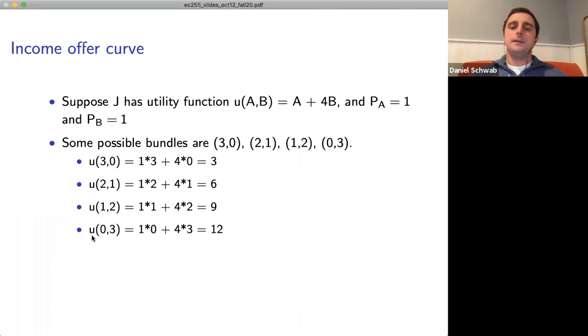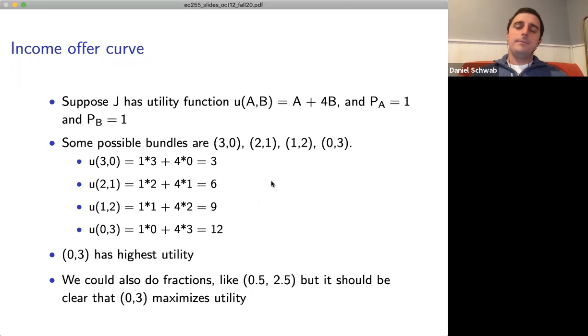The other extreme is the utility of 0, 3 is equal to, well, you get no utility from apples, 0 times 1, and then you get 12 utility from bananas, which is 4 times 3. And so you get a utility of 12. And you can see that the utility is the highest when you get a bundle like 0, 3. When you get, in fact, exactly 0, 3. So 0, 3 gives you a utility of 12, and that is, in fact, the highest possible amount of utility.